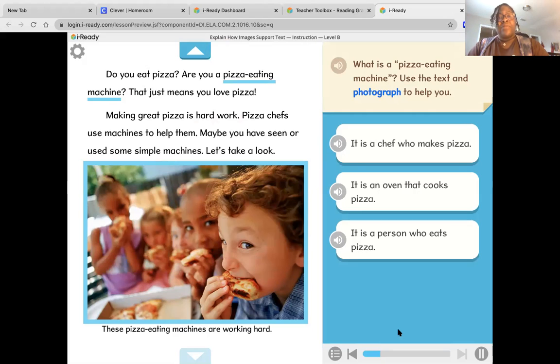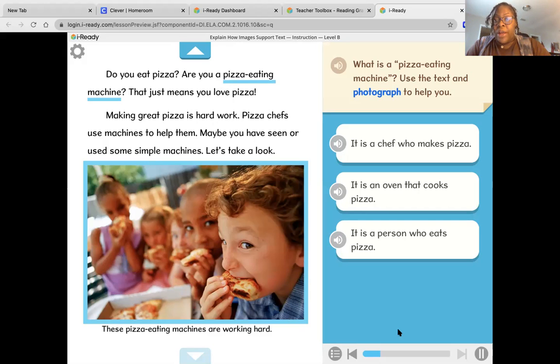Let's do just that. So the underlined words are pizza eating machine. Before that, it says, do you eat pizza? That's a clue. We know that pizza eating machines have to deal with a person eating pizza. Then it asks the question, are you a pizza eating machine? Now look at those sentences after it. It says, that just means you love pizza. And in the picture, we see kids eating pizza and looking happy.